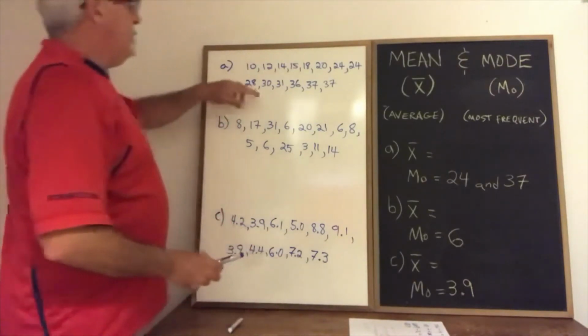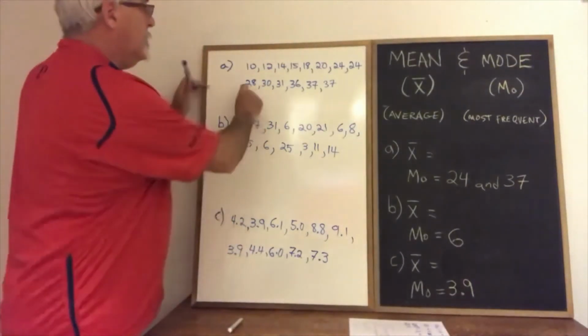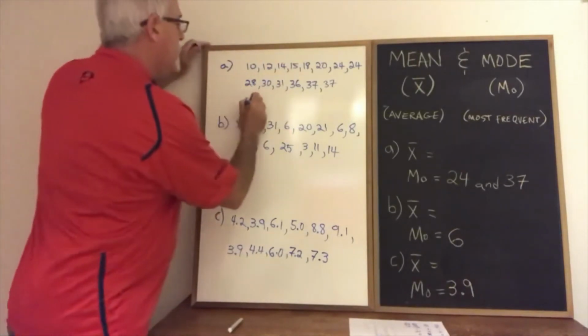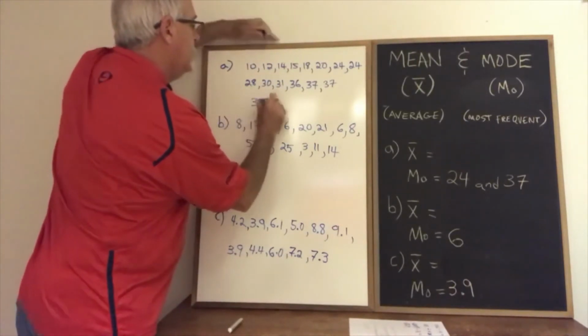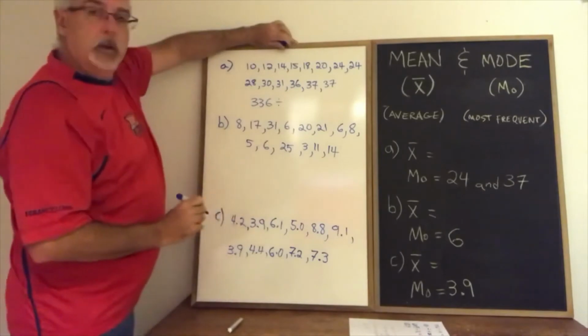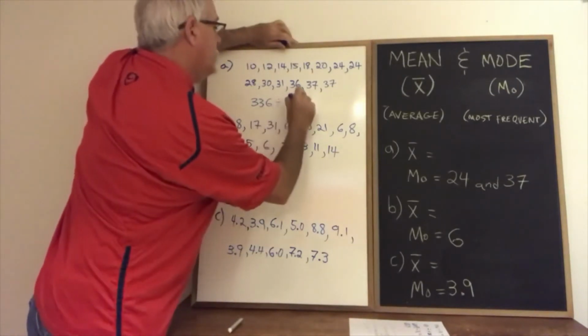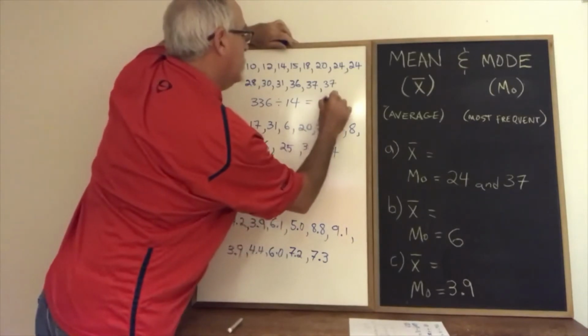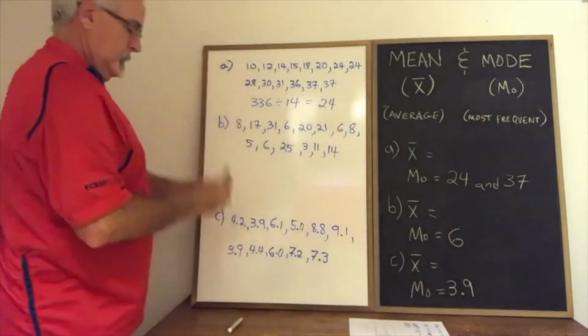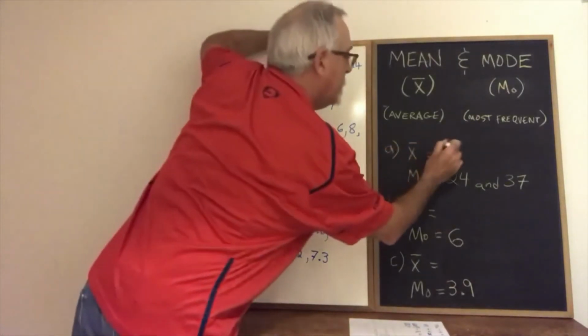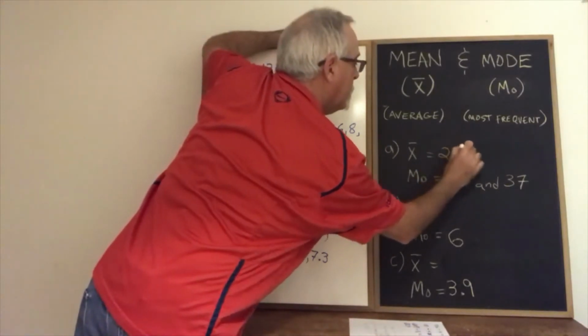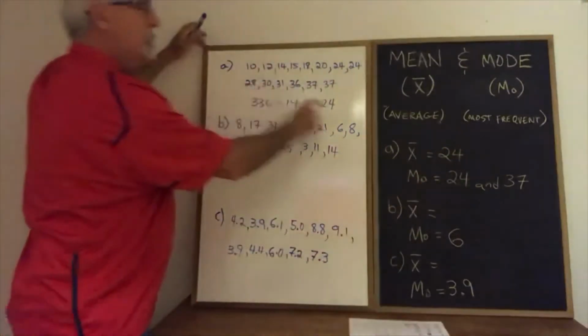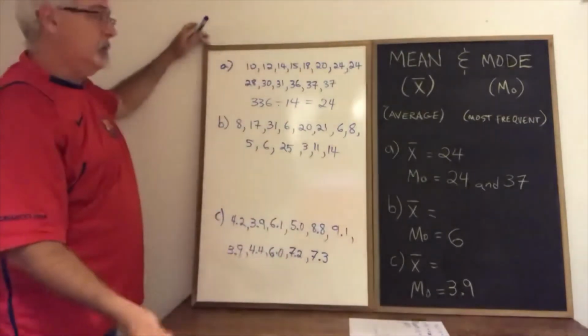What we have for A is the total of all of these numbers is 336. And there are 14 numbers. So we're doing 336 divided by 14, and the answer is 24. So my X bar for A is 24. The fact that it's the same as one of the modes is just a coincidence.